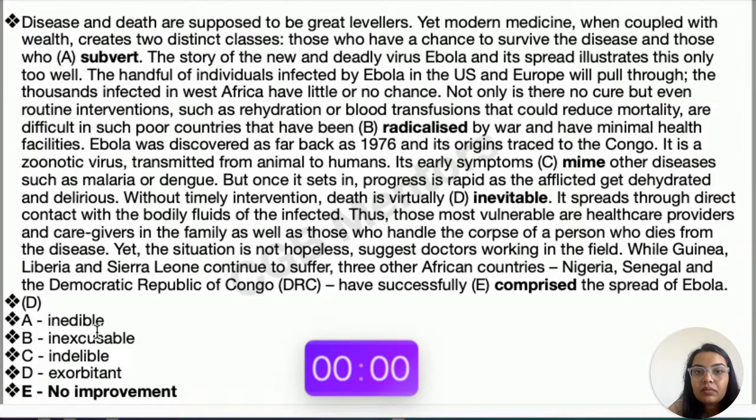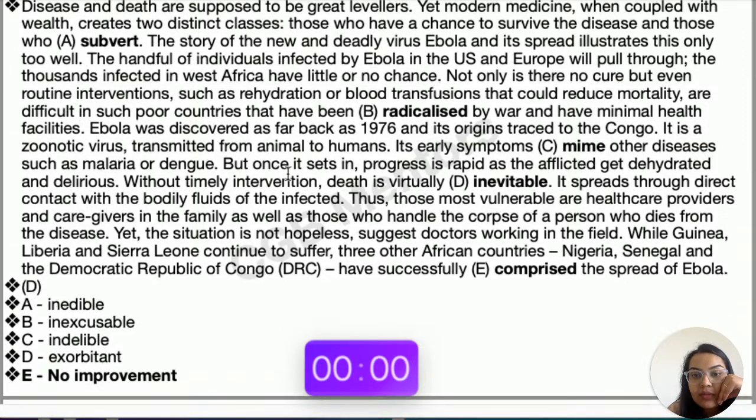Okay, talking about D. But once it sets in, progress is rapid. Without intervention, death is virtually inevitable. So here the negative tone continues. We are saying that progress जो होती है disease की, it continues, it is in fact rapid, जल्दी जल्दी बढ़ता जाता है वो disease. And अगर intervention नहीं हुआ, death तो पक्की है, death is virtually inevitable. Okay, यहाँ पे कुछ बाकी words थे, let's go through them.